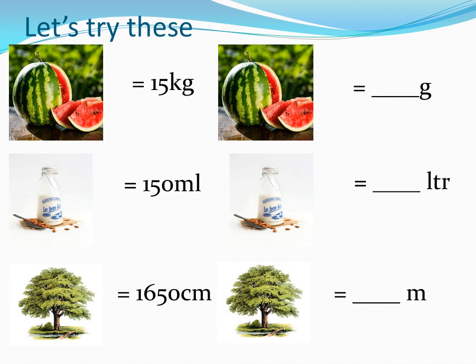The second one is a bottle of milk. Of course, this is capacity. The first one is mass. The second one is capacity. Now, what is the capacity that the bottle can take? The bottle can take 150 milliliters of milk. Now, we're supposed to convert to liters. Again, how many milliliters make 1 liter? Remember, 1,000 milliliters make 1 liter.